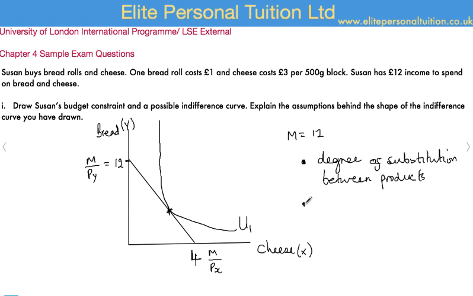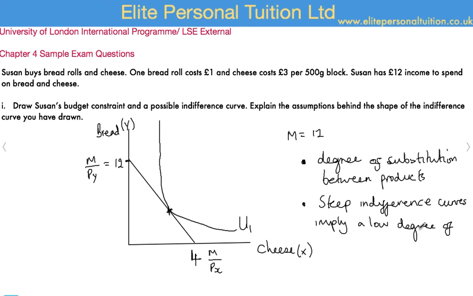The second thing is I drew mine quite steep. So my indifference curves were steep, and that was done on purpose. That's because steep indifference curves imply a low degree of substitutability.